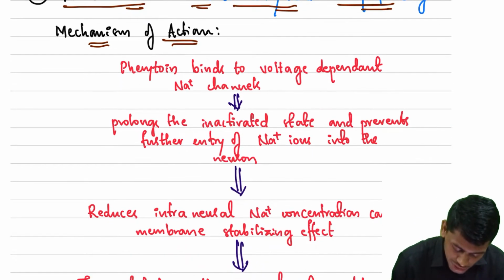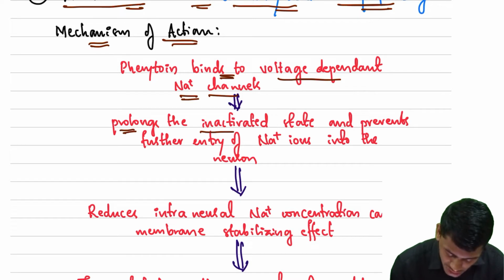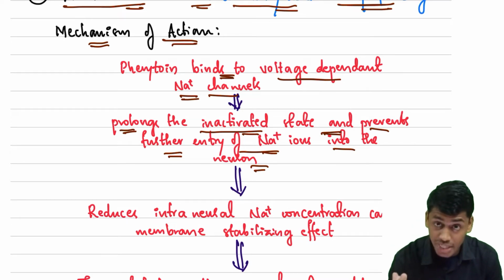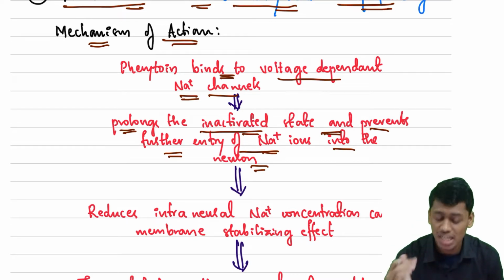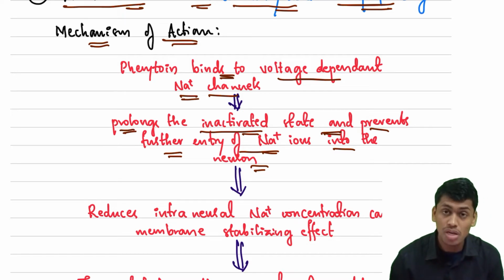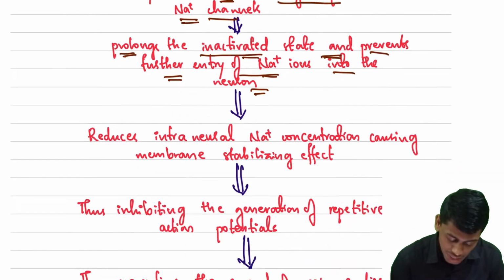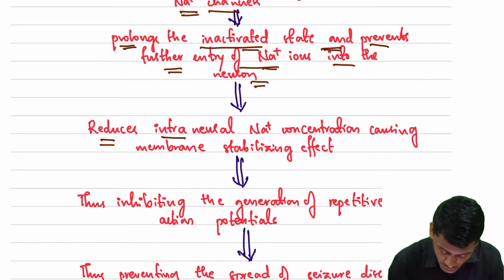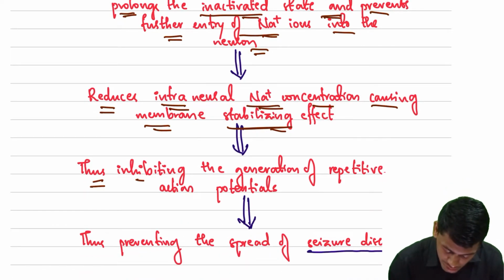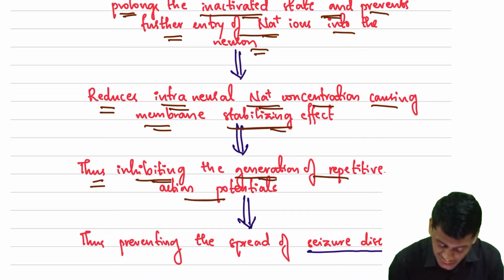So phenytoin binds to the voltage dependent sodium channels, thus prolonging the inactivated state and preventing the further entry of sodium ions into the neuron, thus stabilizing the neuronal membrane. It reduces the intraneural sodium concentration, causing a membrane stabilizing effect. Thus it inhibits the generation of repetitive action potentials.